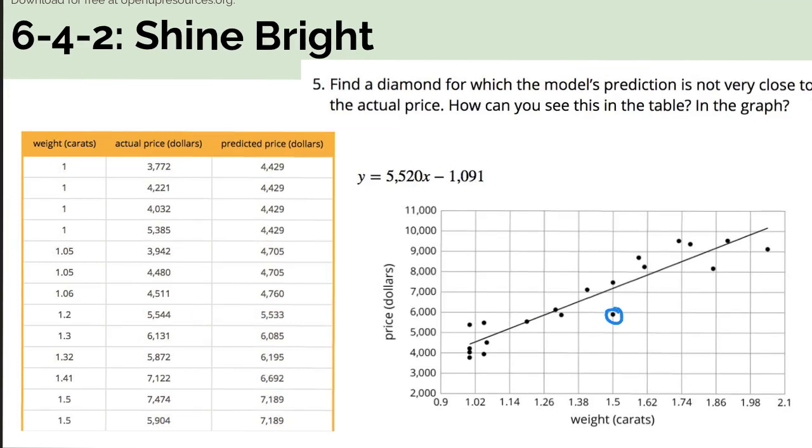Right here is an example of one diamond that is not predicted as well by the model, and that's just because it's further away from the line. If I look at, going straight up, it's just further away than the other diamonds are.